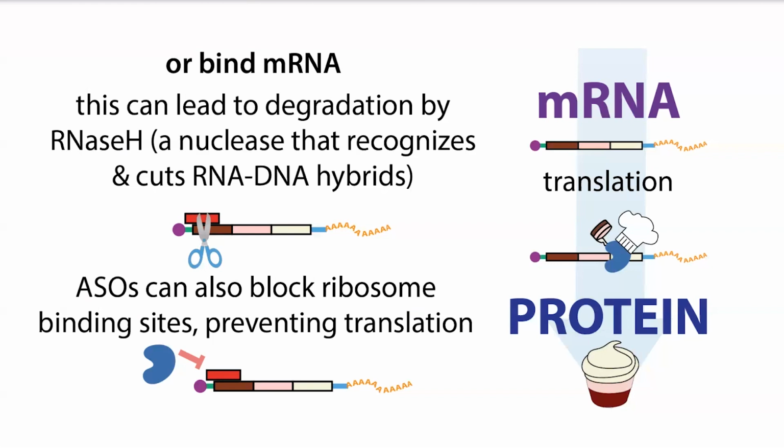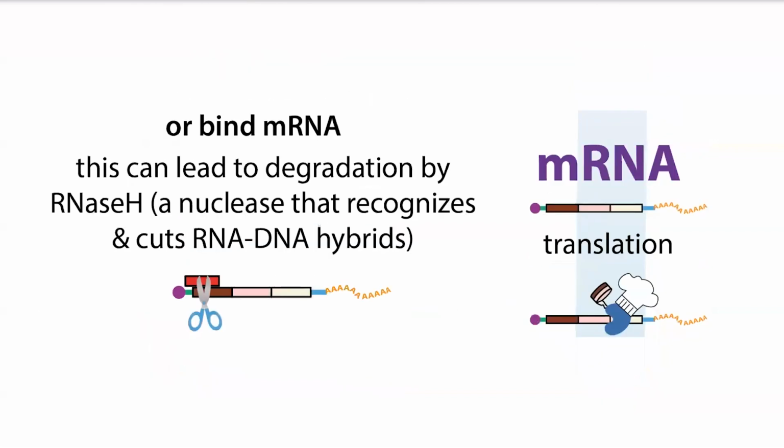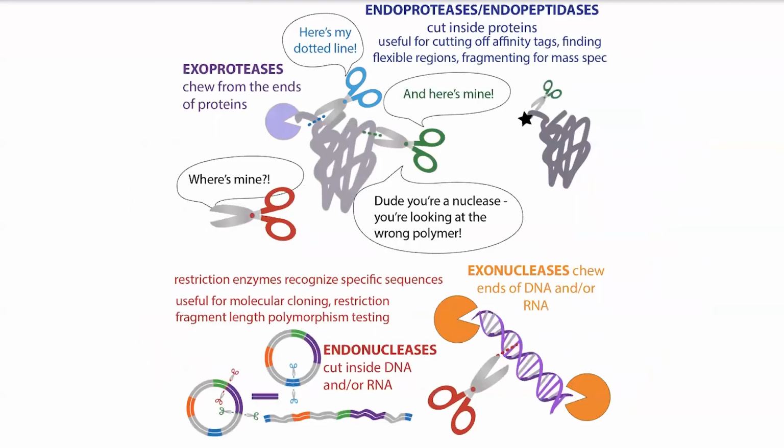But then they realized that it was actually working via degradation. So those ASOs were targeting these messenger RNAs, and then those messenger RNAs were actually getting degraded. And the way that they were getting degraded is through an RNase called RNase H. So this is a nuclease. A nuclease is an enzyme, so basically a reaction helper, speeder upper. And nucleases are going to cleave nucleic acids.